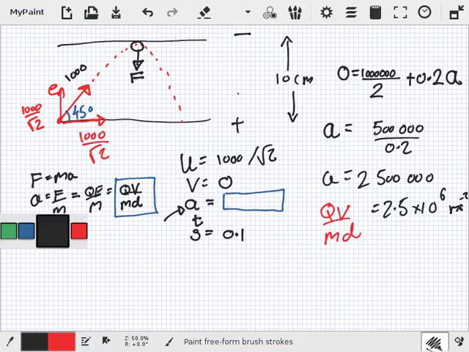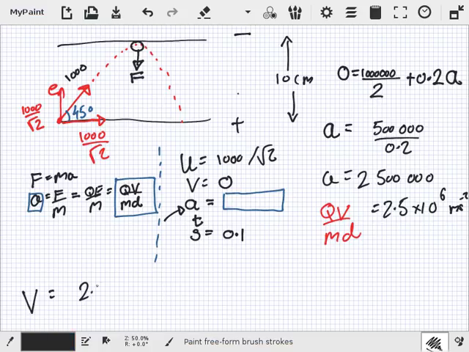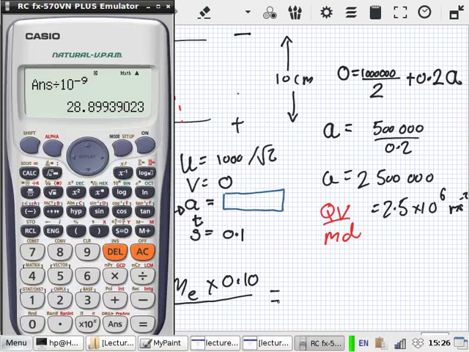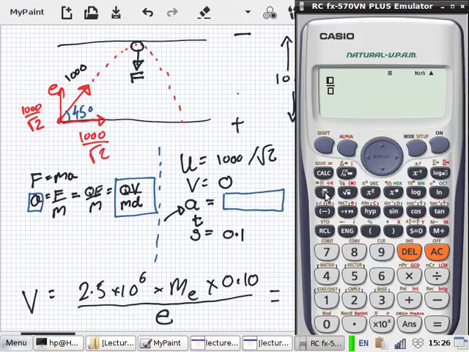Because we just worked out the A over here as well, using the formula. So it means that V, which I'm looking for, is 2.5 times 10 to the 6 times the mass of the electron times 0.10 over Q, the charge of the electron. Alright, let's see what we get on the calculator. 2.5 times 10 to the power of 6 times mass of the electron times 0.10 over the charge of an electron. 1.42 microvolts.